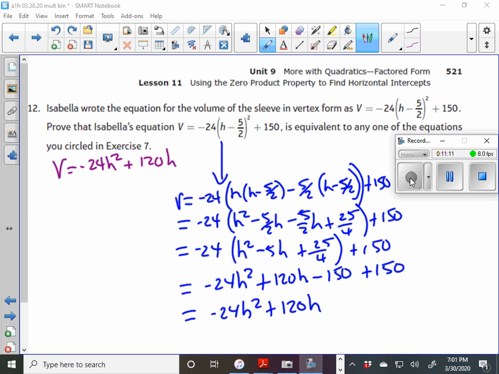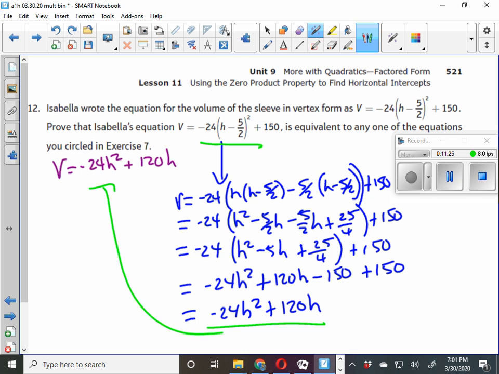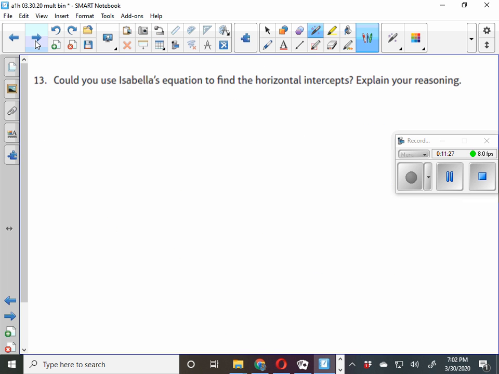Okay, so I went ahead and verified it. I chose that equation to verify. You can go back to the previous page and check that that's correct. And then I multiplied this out, and I ended up with that exact equation. So it does verify. Could you use Isabella's equation to find the horizontal intercepts? In that case, no, because it's not in factored form. Factored form is the only form that we can get the intercepts from.